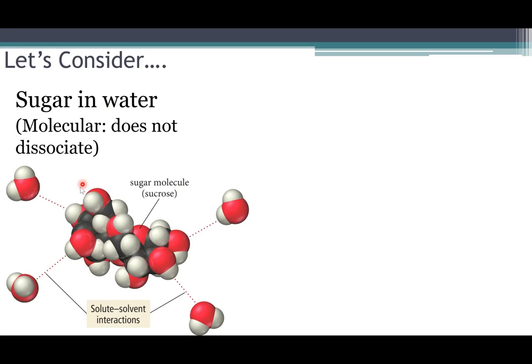So when I put a sugar molecule into water, this big honking thing here is a sugar molecule made up of carbons and oxygens and hydrogens. When I put this big honking sugar molecule into water, there are some interactions between the water and the sugar that happen. So that's how it dissolves. But this big molecule stays together. It doesn't break apart or fracture into little pieces. So what we say is it does not dissociate or does not break apart. These interactions that cause it to dissolve are interactions that we'll talk about in chapter 11.